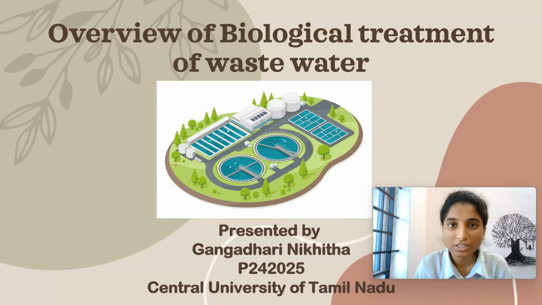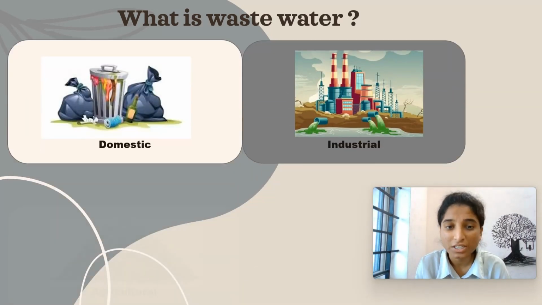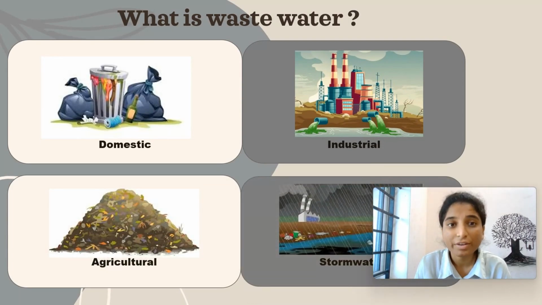As a part of seminar series, today I am going to give a brief overview about biological treatment of wastewater. So, what is wastewater? Wastewater is the water which is undesirable for the daily life human use. It may include domestic waste, industrial waste, agricultural waste, and stormwater waste. As we are very familiar with domestic, industrial, and agricultural waste, I am going to explain about stormwater waste.